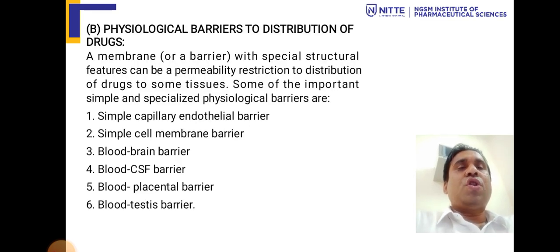Now, what are the physiological barriers of drugs? A membrane with special structural features can be a permeability restriction to distribution of drug to some tissues.